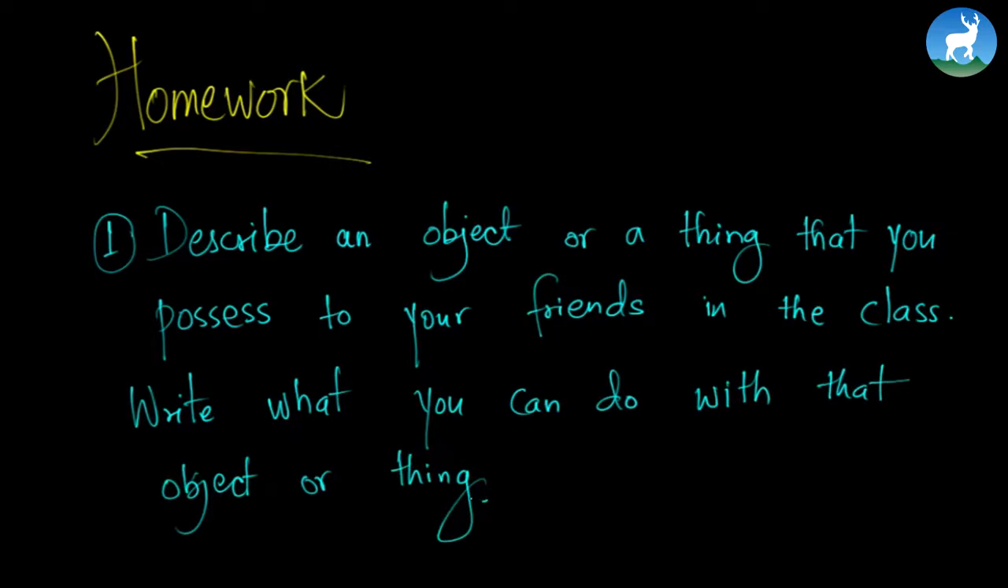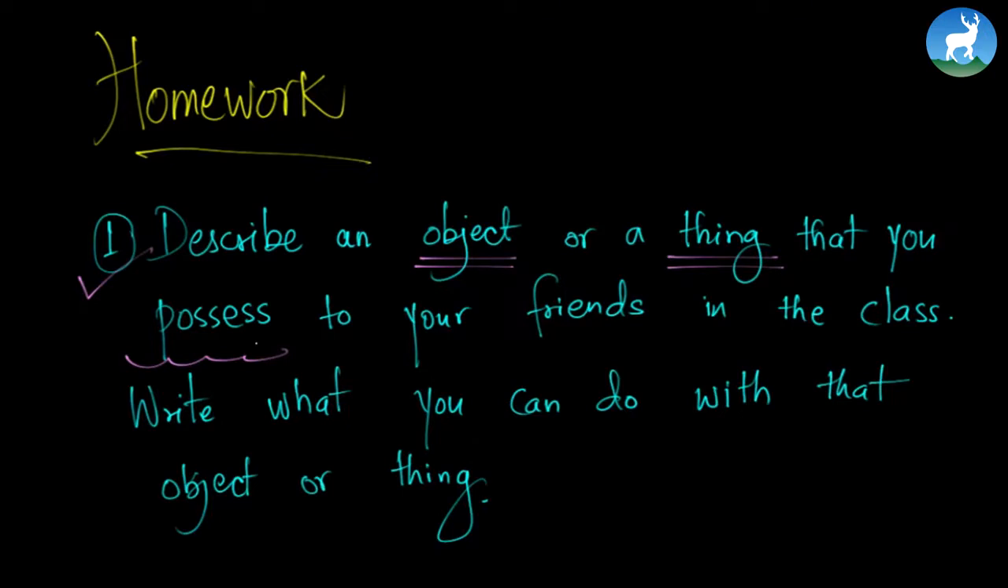So this is your homework. All you need to do is describe an object or a thing that you possess to your friends in the class. It could be a mobile phone, a laptop, a tablet, or maybe not an electronic device. But this chapter is all about technology.